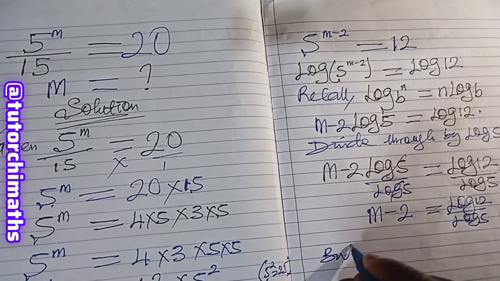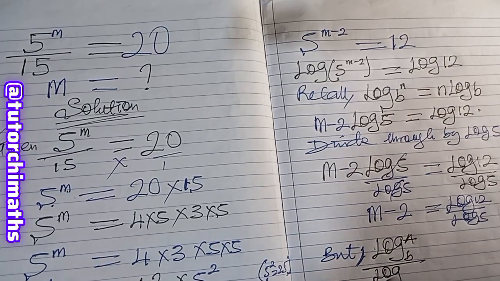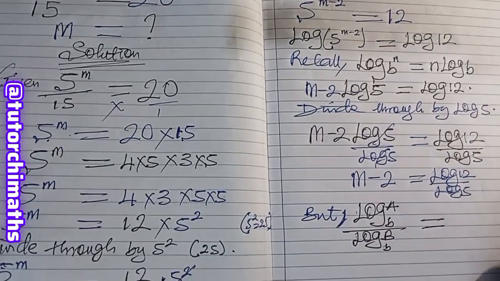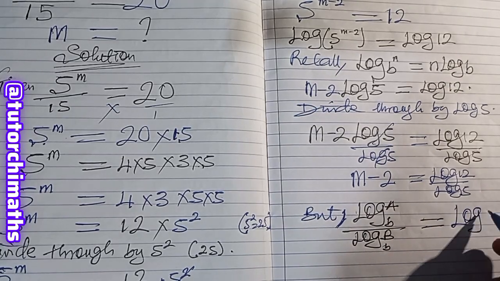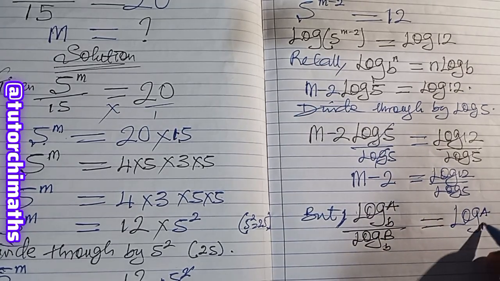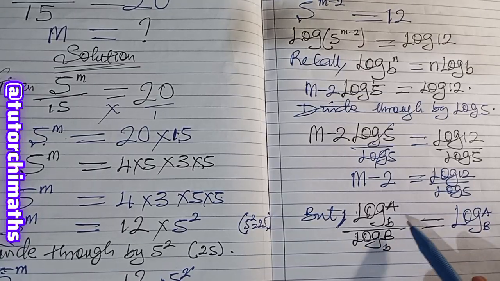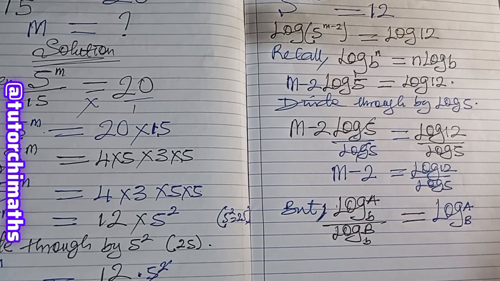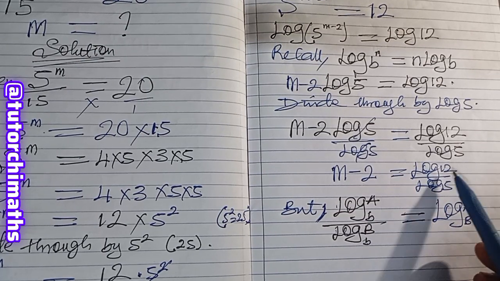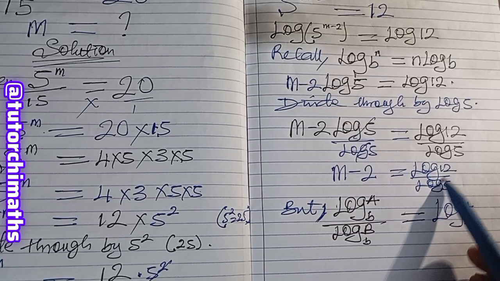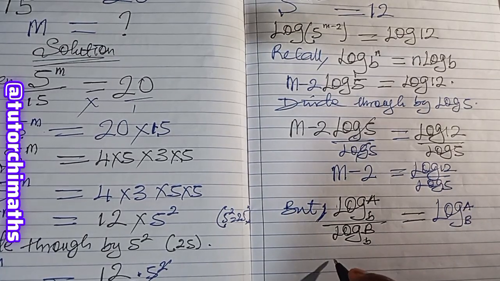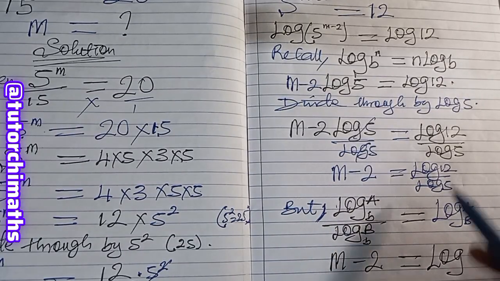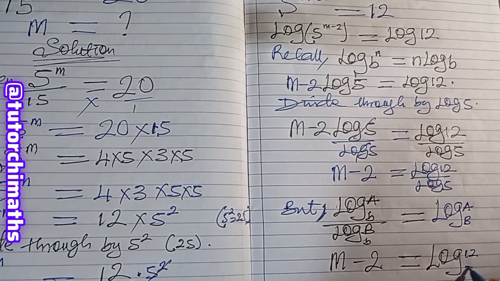But log a divided by log b, this is the same as log of a base b, since they have the same base. We call it change of base. Let's apply it here because since they have the same base, we can now have m minus 2 is equal to log 12 base 5. Good.